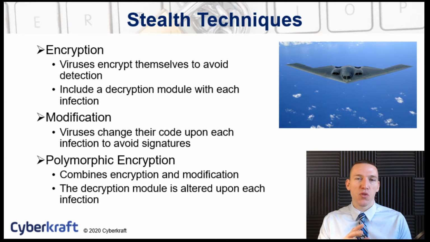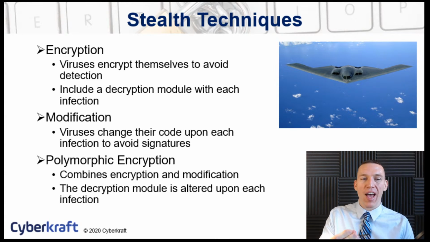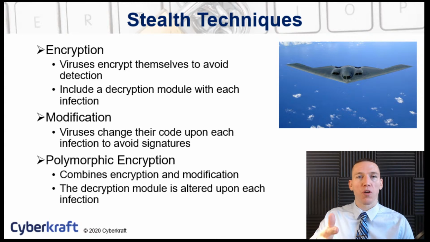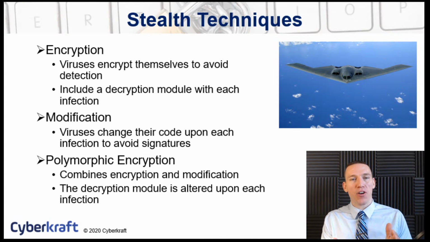Modification is a technique where the virus modifies its own code to prevent itself from popping up as an antivirus signature. A lot of antivirus programs work by looking at signatures. They're signature based. And a signature is a set of instructions or a pattern that represents what a virus would look like. So what the virus will do is actually rewrite its own code to avoid that signature detection.